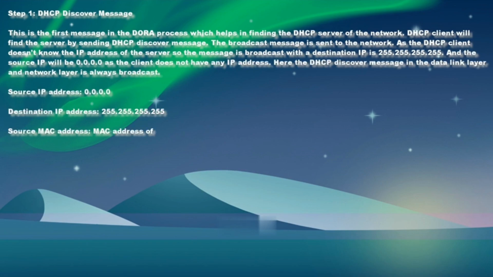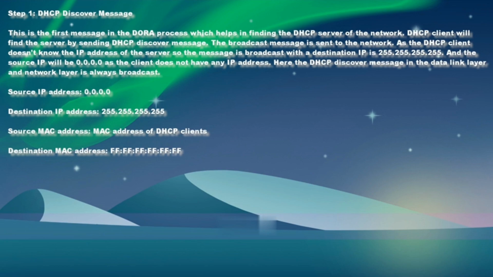Step 1. DHCP discover message. This is the first message in the DORA process, which helps in finding the DHCP server of the network. The DHCP client will find the server by sending a DHCP discover message. The broadcast message is sent to the network.